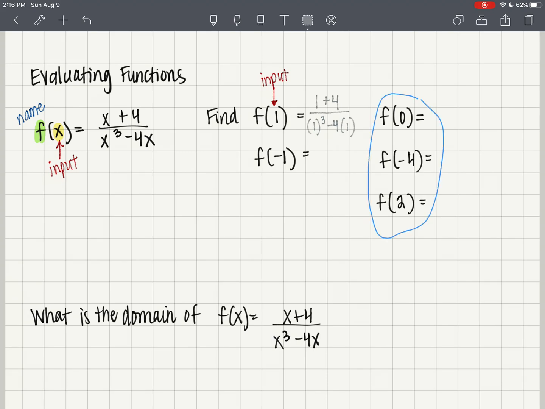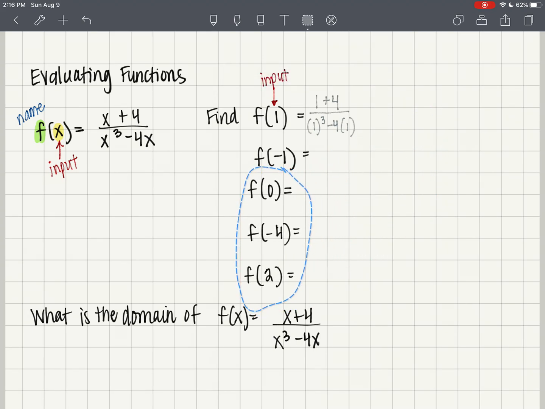And I am going to move this over here because that's going to allow me to continue to work off to the right. 1 plus 4 is 5. And then I have 1 minus 4 is negative 3. So I'm going to move the negative to the numerator and I get negative 5/3.